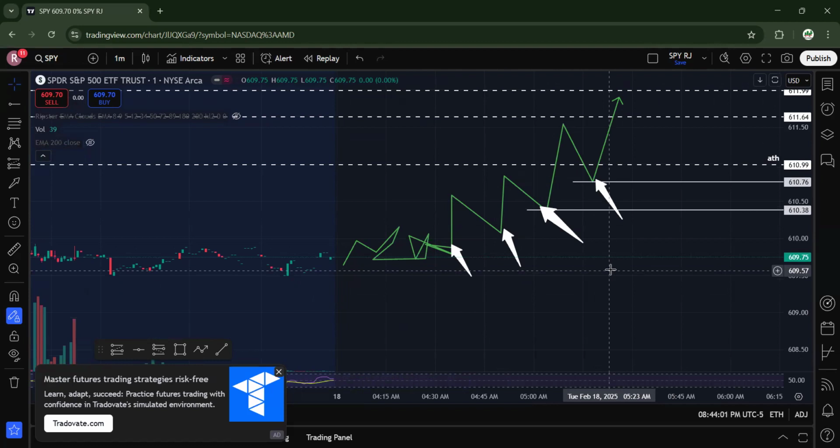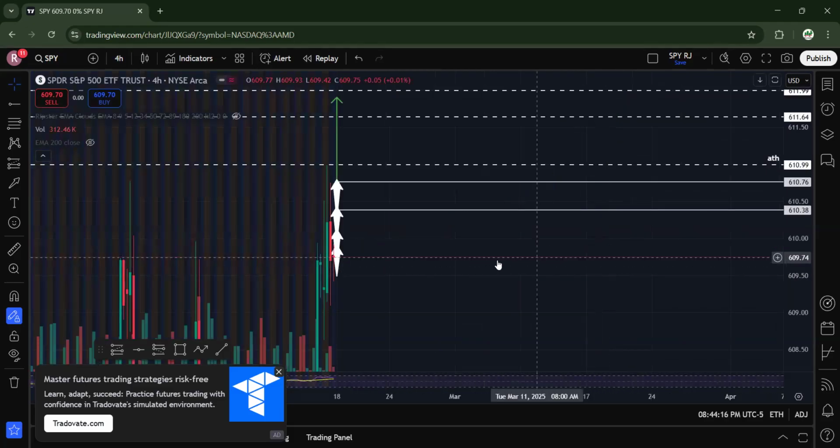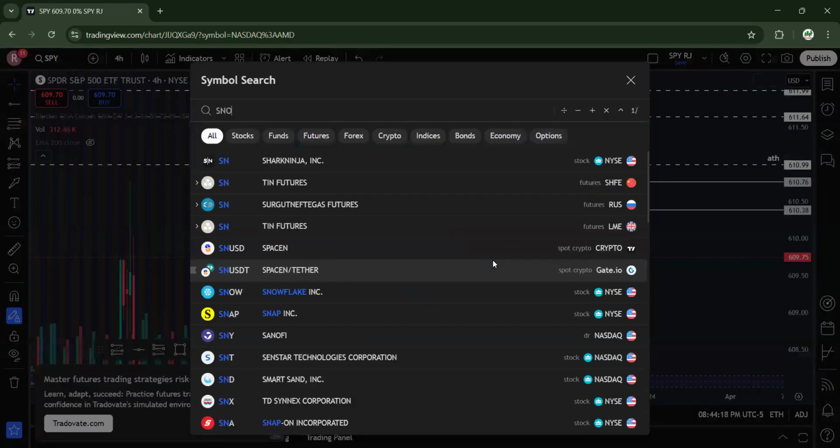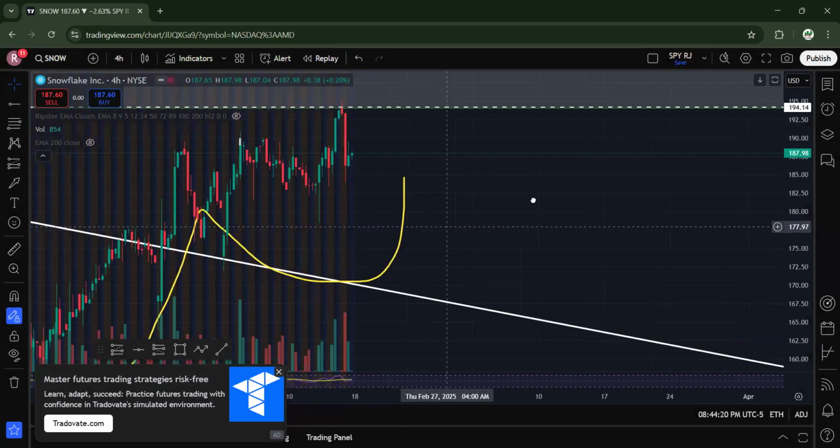All right, so now I'm going to take a few minutes to just show you guys some plays that are setting up now. And there's actually one that's setting up a chart pattern that doesn't happen a whole lot. That's actually pretty good here. So let's go to SNOW. Here's a bonus chart pattern for y'all.